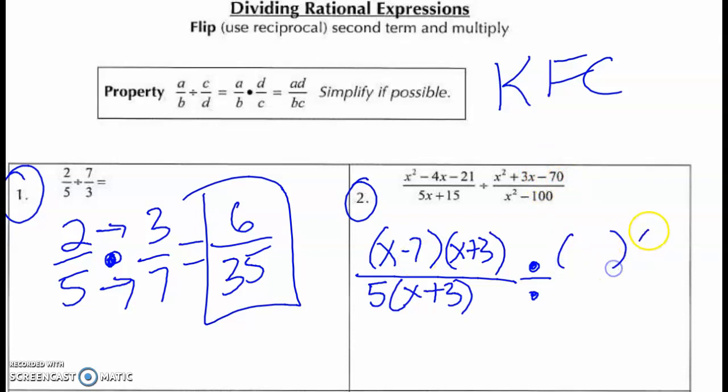So that's going to be, let's see, what are all the ways we can multiply to get 70? And we need them to be 3 apart. I'm going to guess that that is going to be x plus 10 and x minus 7. Super. And then in the bottom, ooh, that's one of our favorites because it's 2 perfect squares separated by a minus sign. So that's going to factor to x minus 10 and x plus 10. Okay.